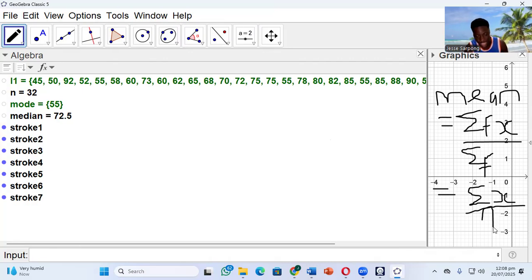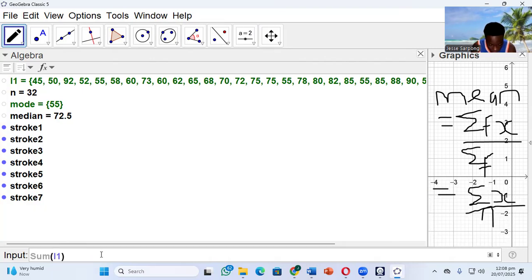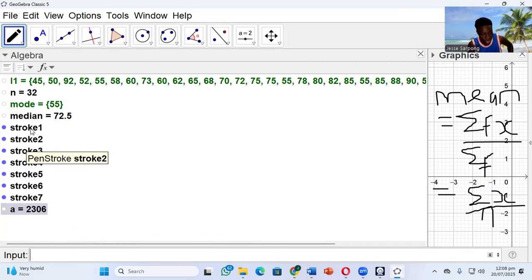So this is for the raw data. You add everything and divide by n, the number of elements inside the list. So the sigma x is, when we sum, the sum of L1. Now, since I don't need these ones anymore, I can delete them.